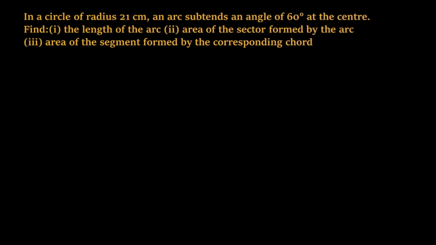Okay. So first let me draw a circle. So what is the sector angle? It is 60 degrees from the center, right? Let's mark O as the center of the circle, and the radius is given as 21 centimeters. So the radius of the circle is 21 centimeters, right? So this is the radius of the circle, and there is a sector, and the sector angle is 60 degrees, right? So the angle over here is 60 degrees.